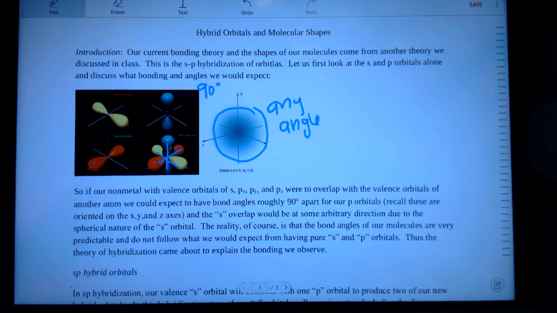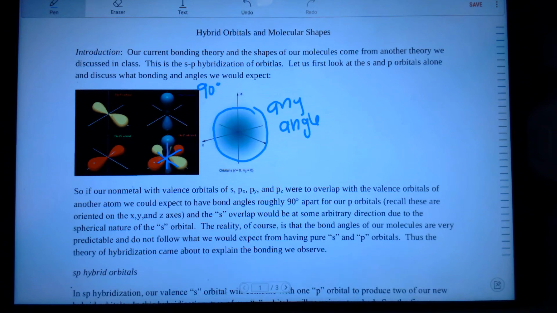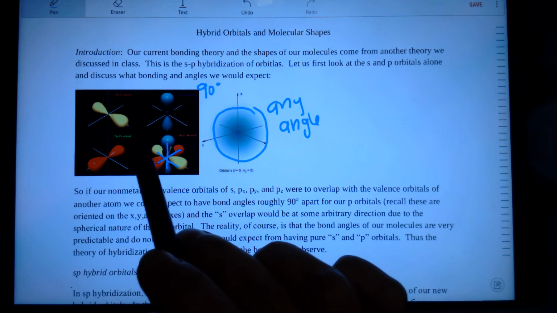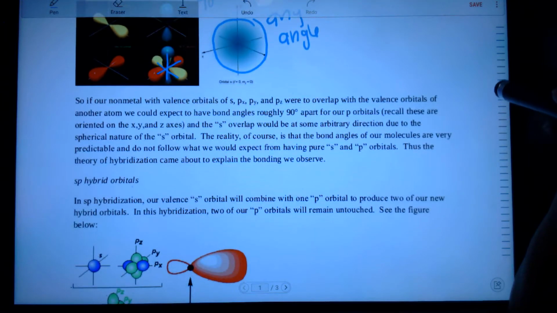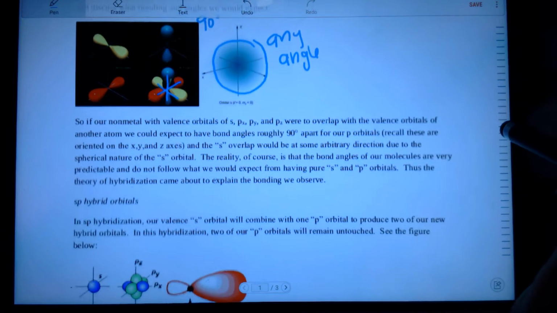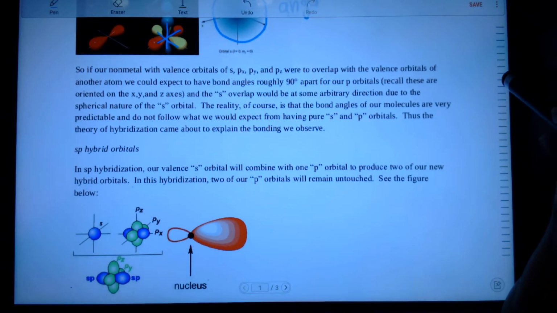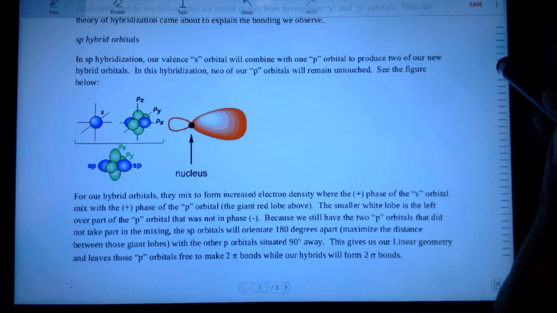Or if we had a double bond, how does it give us that 120? Or if we have the trigonal planar or a linear. Really the only shape that would make sense is a linear, where we could have one end and one end. It turns out that we don't really use S and P orbitals when creating bonds. We actually use what are called hybrid orbitals. Depending on how they mix, we get different shapes.